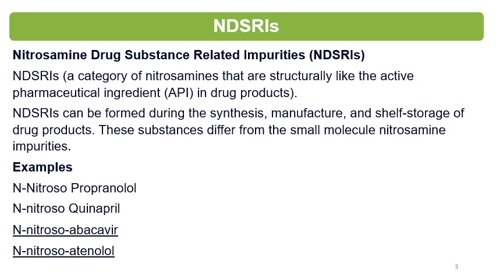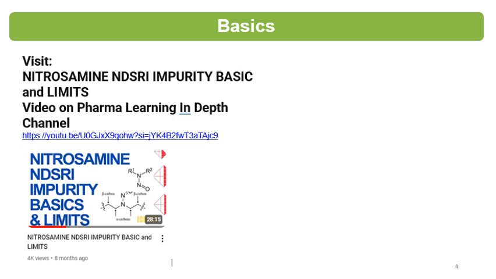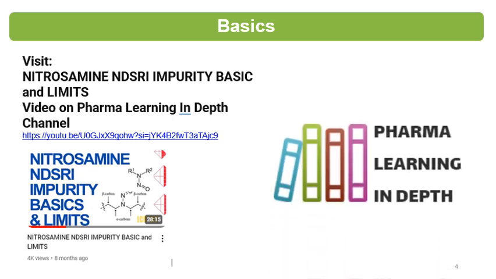The examples I have listed here are N-nitrosopropranolol, N-nitrosoquinapril, N-nitrosoabacavir, N-nitrosoatenolol, and many more examples are available in the literature. You can go through that literature and find the examples. I have made a video on nitrosamine NDSRI impurity basics and limits. That video is available on the Pharma Learning In-depth channel. You can visit that video.